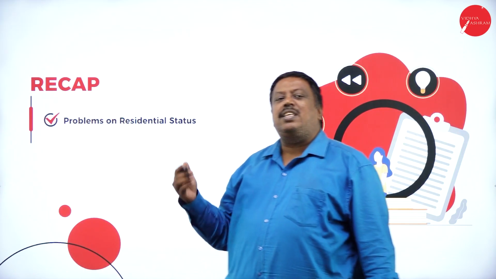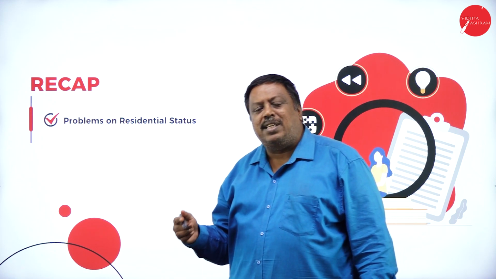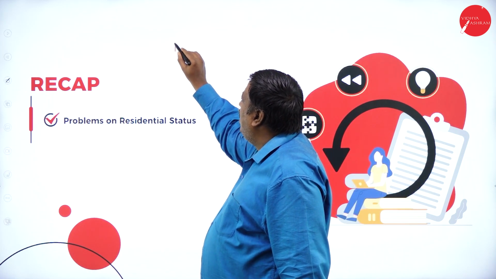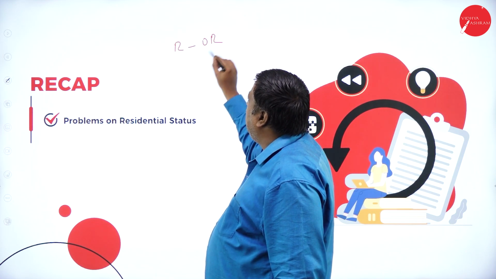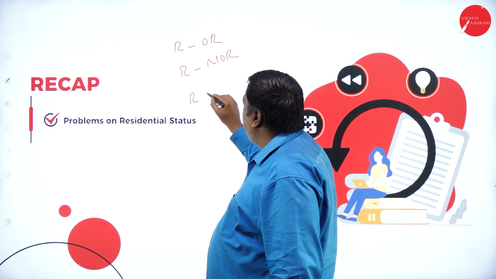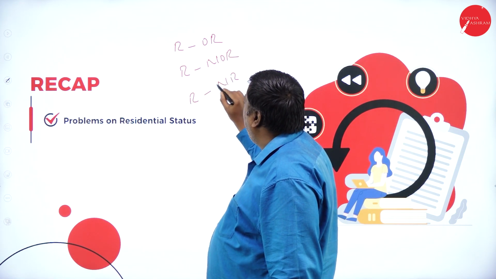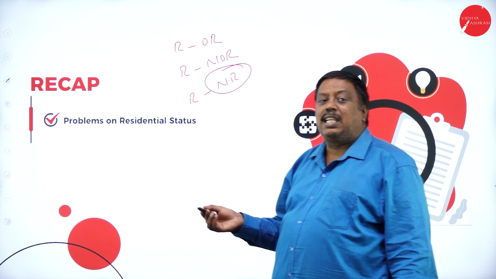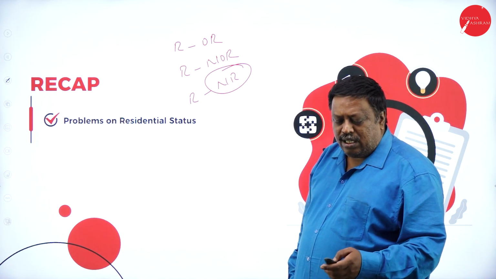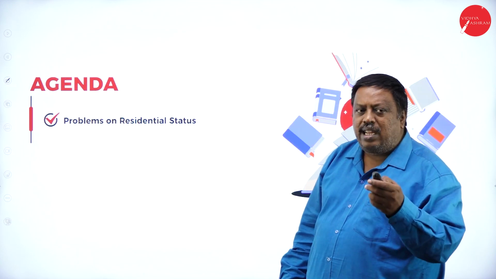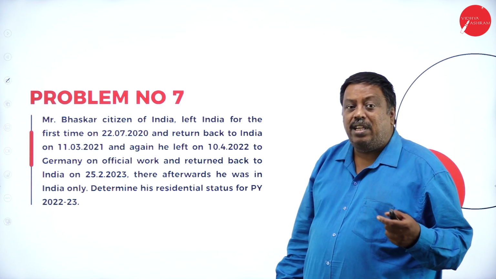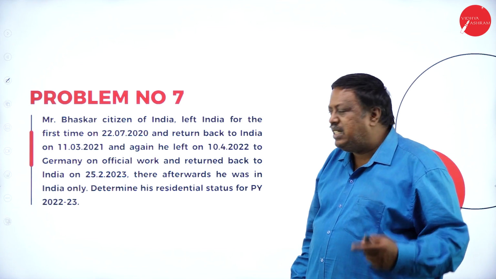In our previous session, we solved problems and came to know how to identify the residential status of a resident ordinary resident, a resident not ordinary resident, and a non-resident. When any person doesn't satisfy the conditions, he will be called a non-resident. In today's session, we have considered 2 problems so you can understand the concepts easily.